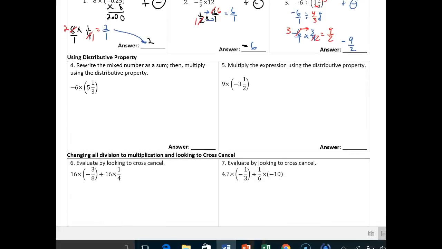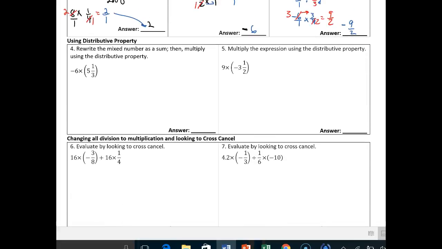The next section is kind of interesting. Remember how we broke apart mixed numbers when we were adding and subtracting? We can kind of do the same thing, but with the distributive property. The distributive property says you multiply the term on the outside by both things on the inside. So let's go ahead and say negative 6, and then let's break this apart. So times 5 plus 1/3. As I do that, I'm now going to multiply negative 6 times 5 and negative 6 times 1/3.